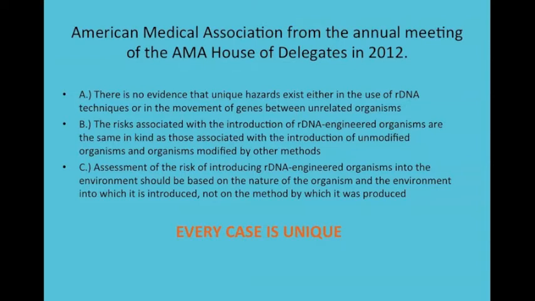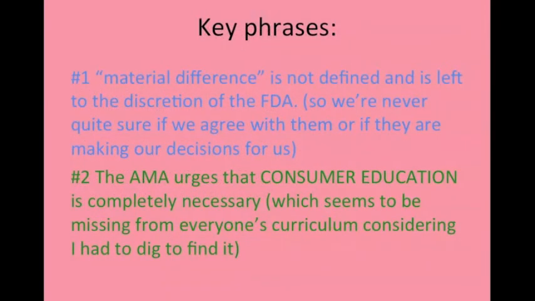Further in depth, the AMA policy points are as follows. There is no evidence that unique hazards exist either in the use of DNA techniques or in the movement of genes between unrelated organisms. The risks associated with the introduction of DNA-engineered organisms are the same kind as those associated with the introduction of unmodified organisms and organisms modified by other methods. Assessment of the risk of introducing DNA-engineered organisms into the environment should be based on the nature of the organism and the environment into which it is introduced. So this is from the American Medical Association, and the bottom line is that every case is unique.